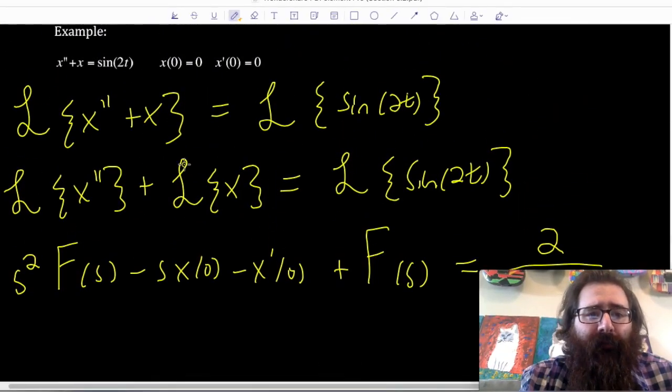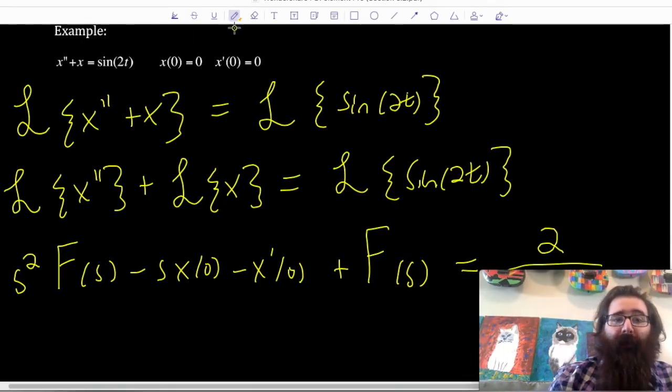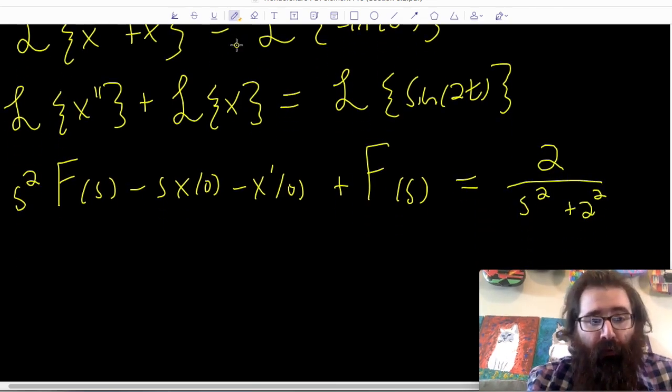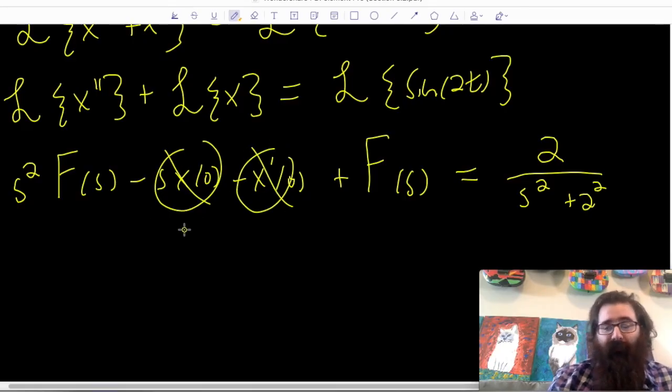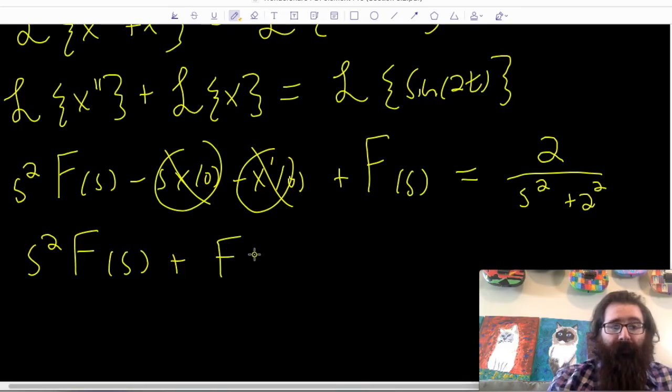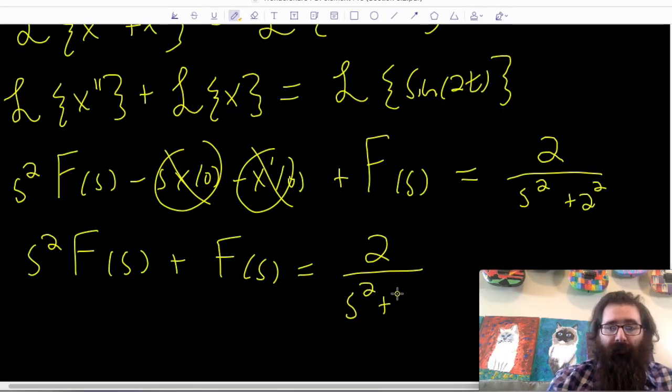Now I want to substitute in my initial values. This is my favorite though, since x at 0 and x prime at 0 are both 0, which means this is going to cancel, and this is just 0, so it doesn't need to be there. So I'm left with s squared times big F at s plus big F at s equals 2 divided by s squared plus 4.